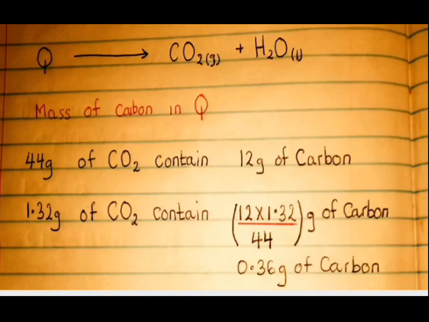We know that the molecular mass of carbon dioxide is 44 and that of carbon is 12. So here 44 grams of carbon dioxide contain 12 grams of carbon. But now when that organic compound was burnt, 1.32 grams of carbon dioxide was produced. So how many grams of carbon do we have in those grams of carbon dioxide which was produced? Therefore 1.32 grams of carbon dioxide contain 0.36 grams of carbon.